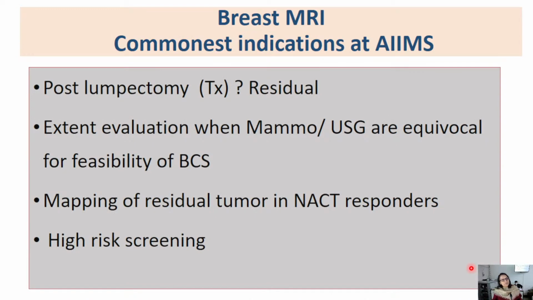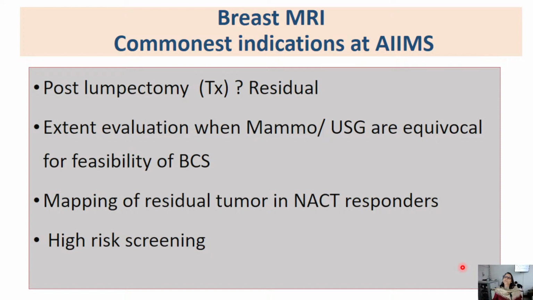The American College of Radiology gives the first indication of breast MR as high-risk screening. That is, in ladies who have an annual risk of developing malignancy of more than 20%, they are the first indication. But in our practice, it is the post-lumpectomy residual disease which forms the most important chunk of the breast MRs that we do in our department.